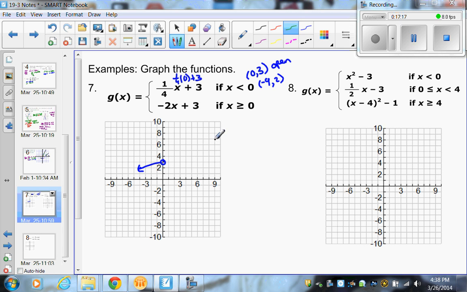Then if I graph the second piece, I'm going to plug in 0 again. So -2 times 0 plus 3 is going to give me 3. But now there's an equal sign, so it's going to be closed. And it's going to the right side because greater than. So I'm going to pick a number greater than 0, say 1. So -2 times 1 is -2 plus 3 would give me 1. So that tells me it has to go through the ordered pair (1, 1). So I'm going to have a closed hole here now that's in green. And I know it has to go through this point. And so that would be my graph.